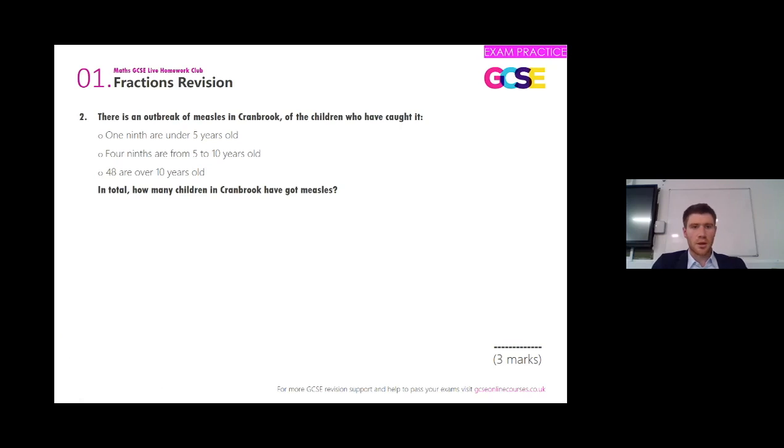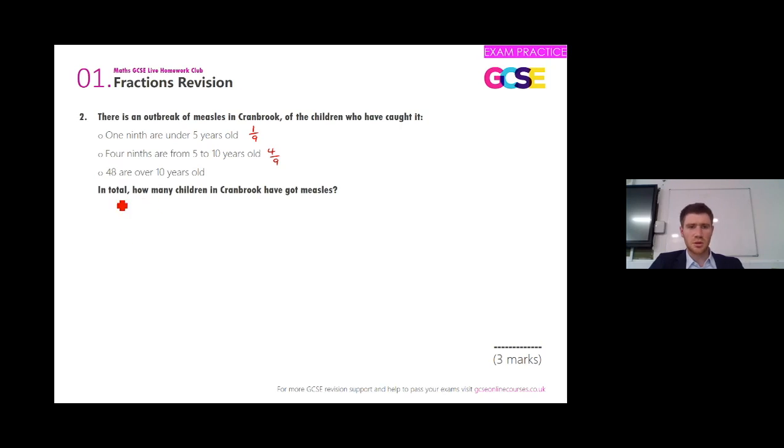There is an outbreak of measles in Cranbrook. That's the town I actually grew up in. Here we have a breakdown of the children that have caught it. So 1/9 are under 5 years old. I'm going to write that as a fraction. It's annoying it's written in words, isn't it? Let's work with it as a fraction. 4/9 are from 5 to 10 years old, so between the ages of 5 and 10. 48 are over 10 years old. So that's now a number, it's not a fraction.